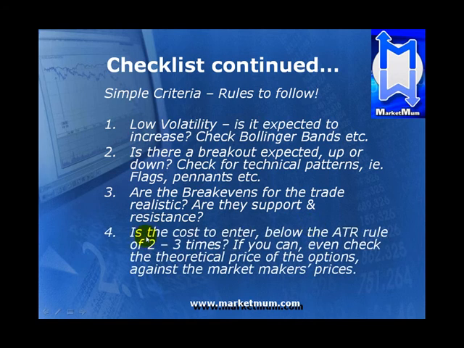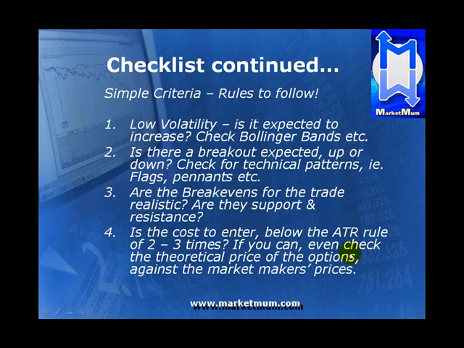And the last one is, is the cost to enter below the ATR rule of 2 to 3 times, or just 2.5 times. The less that you times it by, the more probability there is, I guess, of it working out. But I like to go in between the 2 to 3 and just do 2.5.